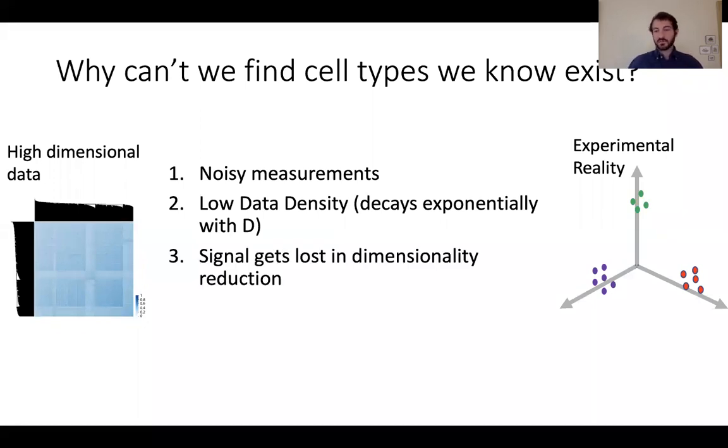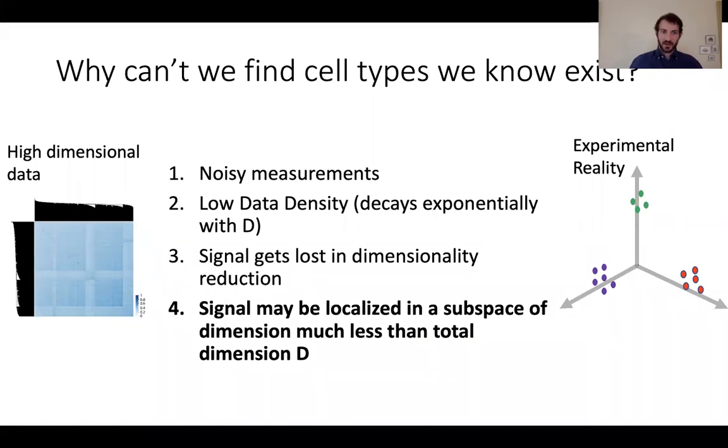One third reason could be that maybe I'm just doing dimensionality reduction wrong. Maybe UMAP isn't the magic they would want you to believe, and the signal of the individual cell states is getting lost in this dimensionality reduction. But the last reason, which is related to all of these and is what I'm going to focus on for the next few minutes, is that the signal may be localized in a subspace with dimension much less than the total dimension D. So in other words, maybe only a few genes are important, and yet we're using all of the genes to measure distances.